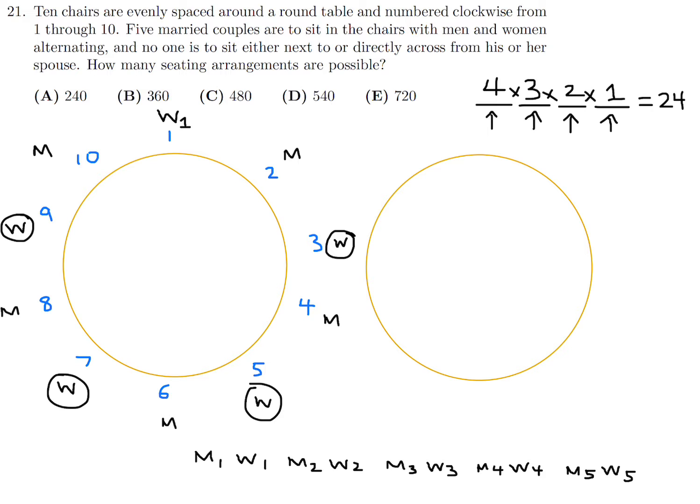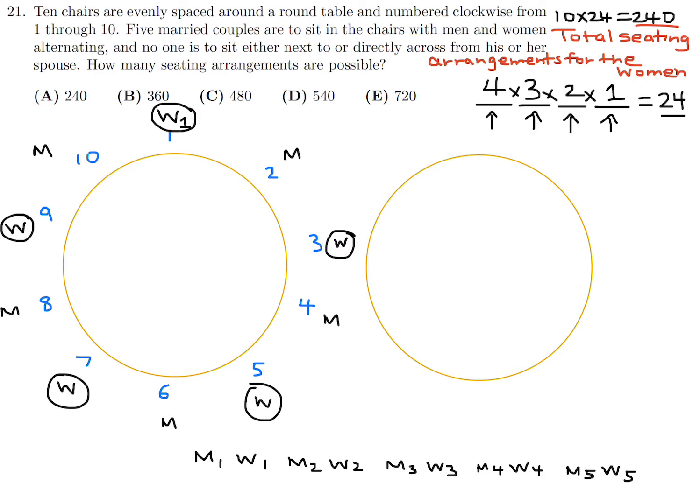But remember, I started at chair number 1. I could have started at any of the 10 chairs. So this 24 can be calculated for any of these 10 chairs. So the total number of seating arrangements for the women is 240. 240 is the total seating arrangements for the women. Now we have to turn our attention to the men. Where are the men going to be placed?